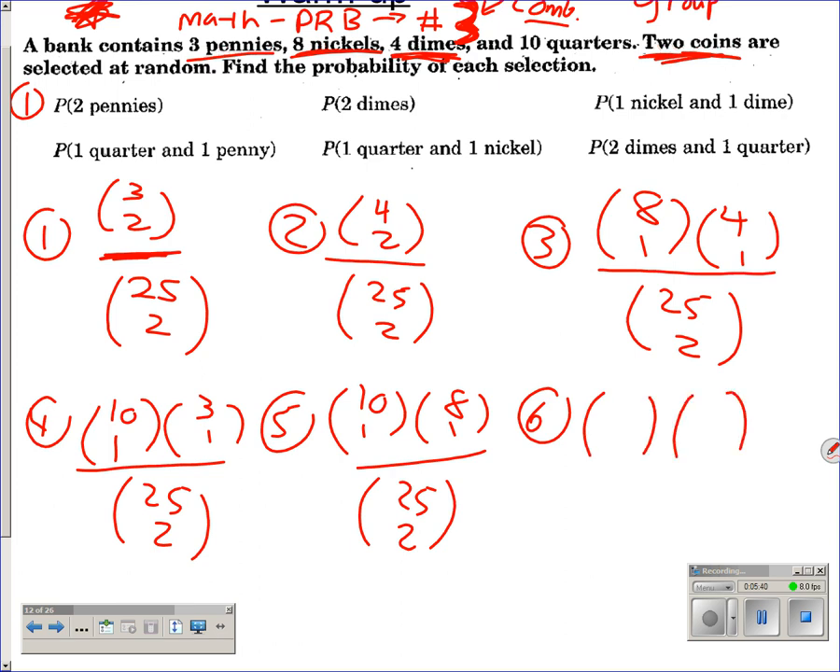All right, so for the dimes, we've got 4 dimes, and I'm taking groups of 2 out. We've got 10 quarters, and I'm taking groups of 1 out. The only thing that changes though is your denominator. Instead of 25 choose 2, we're doing 25 choose 3. Okay. Any questions on how we set that up?